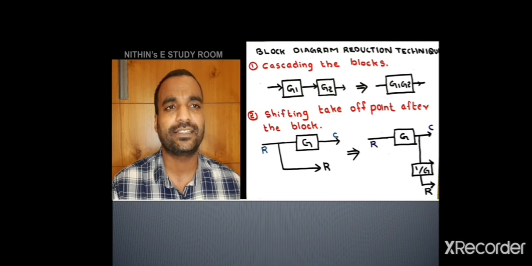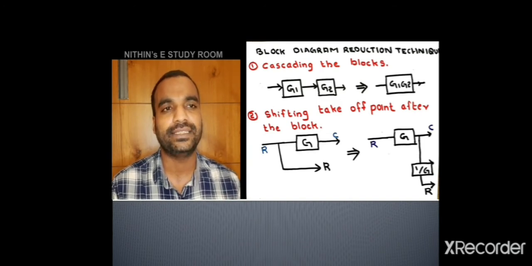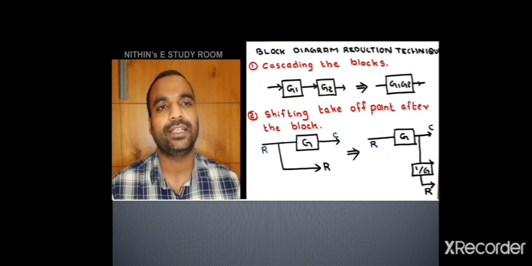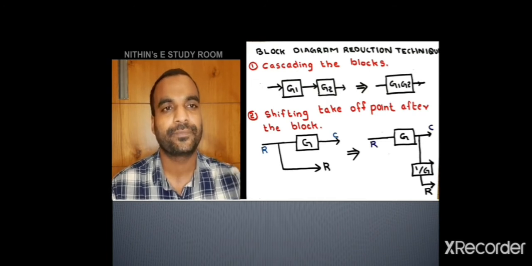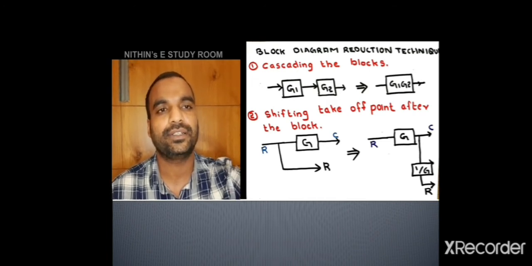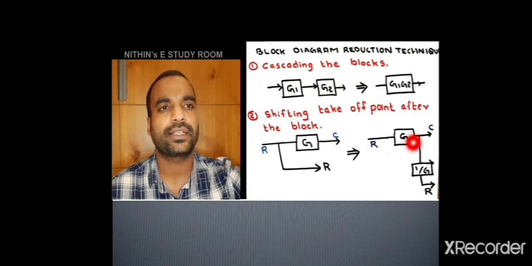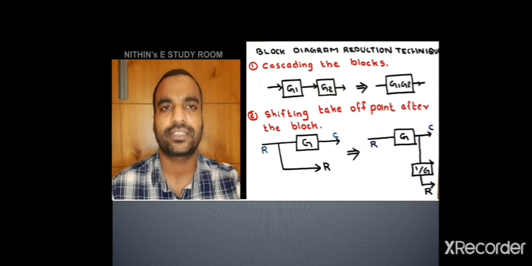So, you can see in the figure, you are adding an additional block and its value is 1 by G. Now you can see the r value is just the same as the previous case. Here you are getting r, and here also the value will be r, because r into G is divided by G, then it will become r. So this is the second technique.